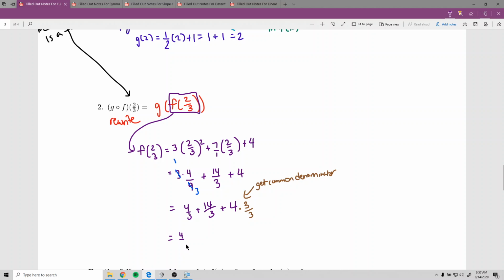So we got 4 over 3 plus 14 over 3. When we multiply 4 by 3 over 3, 4 times 3 is 12 over 3. And then we add all the numerators together. And we get 4 plus 14 is 18, plus 12 is 30. So we get 30 over 3. And maybe we just got lucky. This might not always simplify to a whole number, but it simplifies to 10.